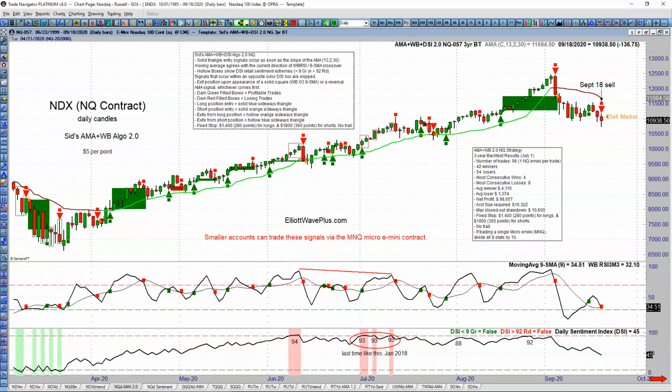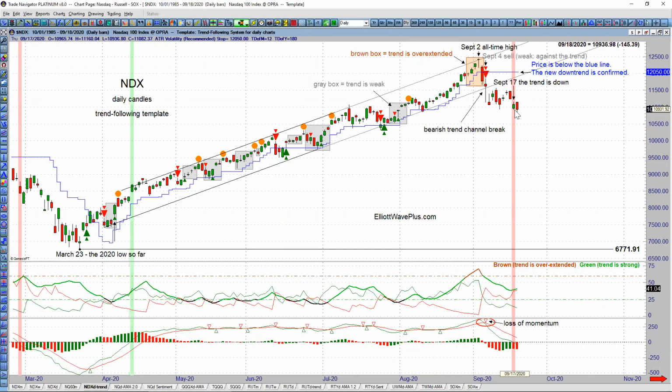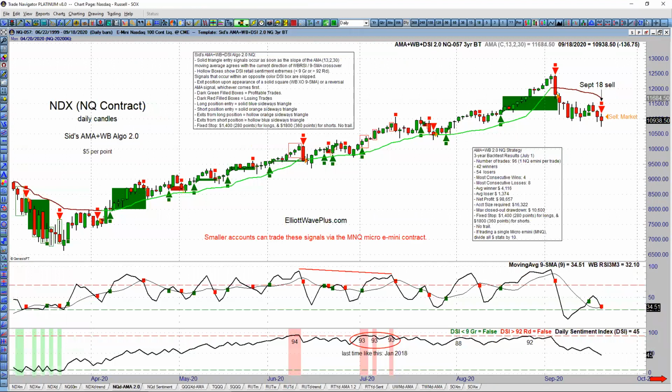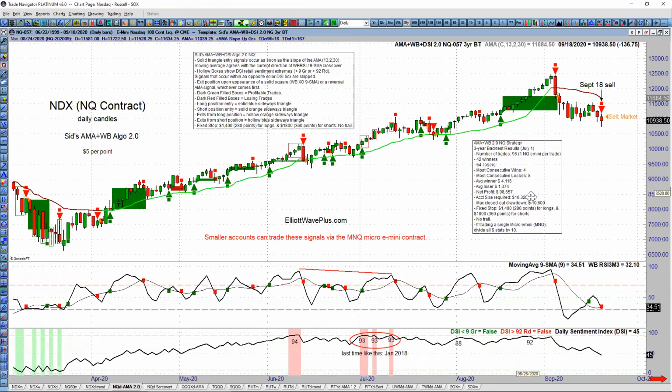And then on the trend following system, the last signal we had was a sell signal on September 4, which at the time was considered a weak signal against the trend, but that is no longer a signal that is against the trend, and it's still the last signal we got. We also got a sell signal on the AMA momentum system on Friday on the Nasdaq.